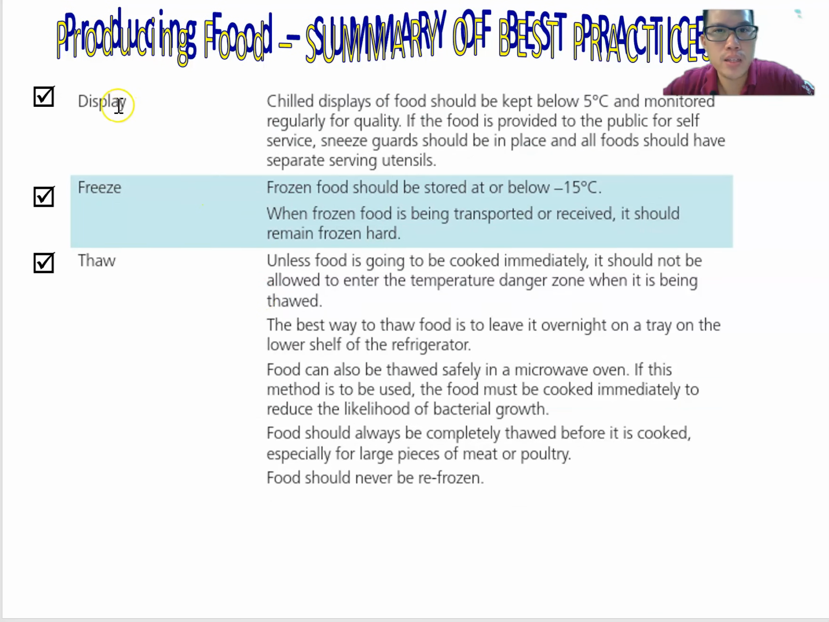Last slide, display. Make sure that you display in the fridge if required, below 5 degrees Celsius. It's best to have a sneeze guard so that you do not talk or sneeze on your food. Make sure your freezer is below -15. When frozen food is being transported or received, it should remain frozen hard. When you thaw it, as we mentioned last week in chapter 4 part 1, make sure you thaw it in the fridge, so that the temperature wouldn't go too high.